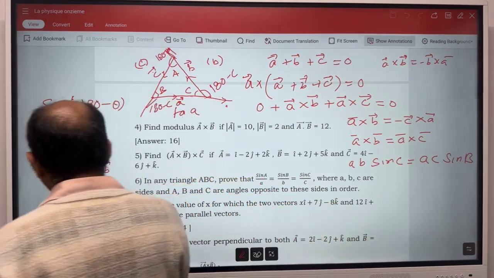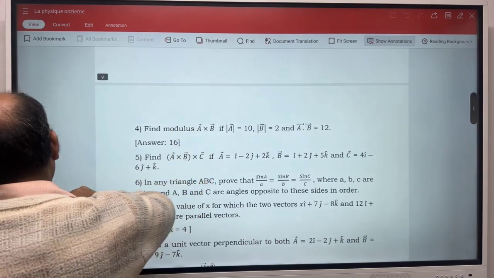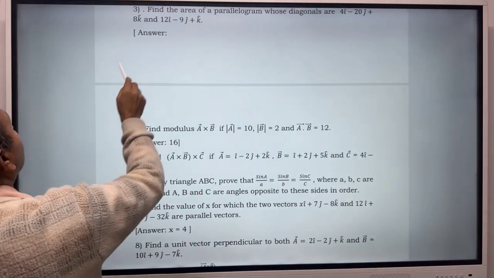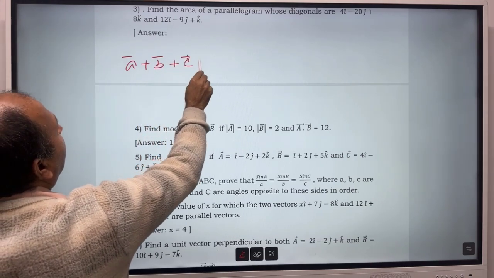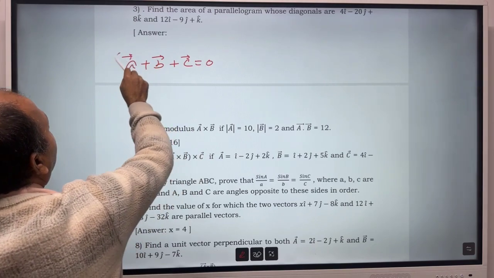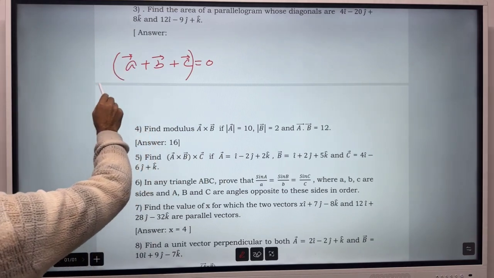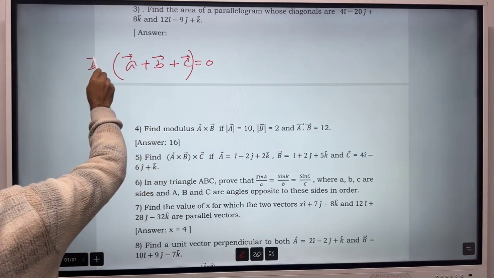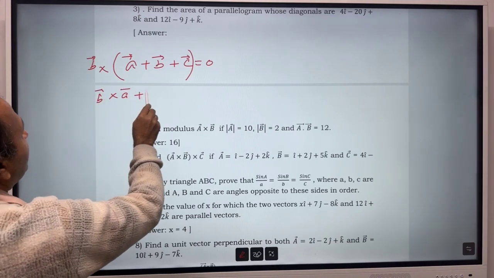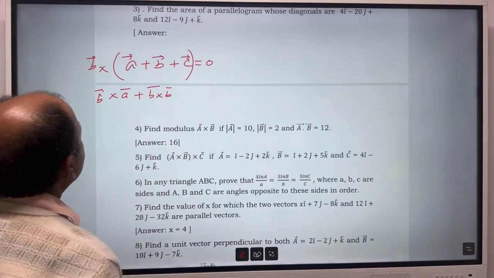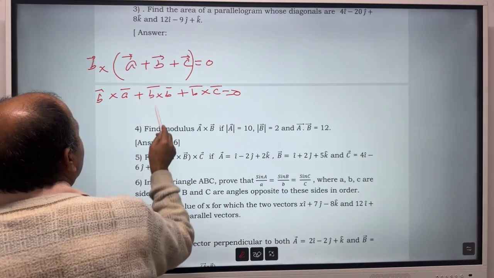Now, we have taken A plus B plus C equal to 0, and in the previous case we multiplied by A. Now this time we are going to multiply by B. So B cross this, we will get B cross A plus B cross B, which will give 0, plus B cross C equal to 0. This is the 0 vector.